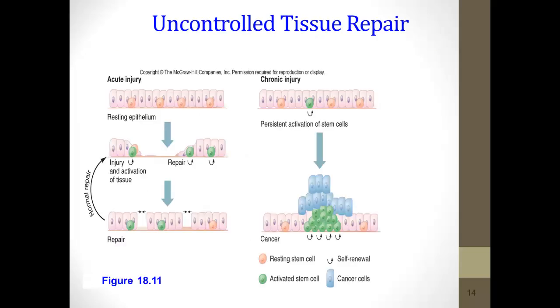There is a lot of uncontrolled tissue repair. So you can have an acute injury or a chronic injury. And this is how normal tissue repair occurs. And over on the other side is what happens when this uncontrolled tissue repair occurs and then cancer cells develop.